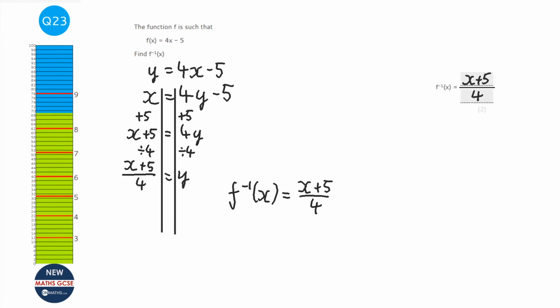Now there are other methods, but I've always found just writing y equals and swapping the x and the y around and making the y the subject by far the easiest method. But if you've got a different one and it works, stick with it.